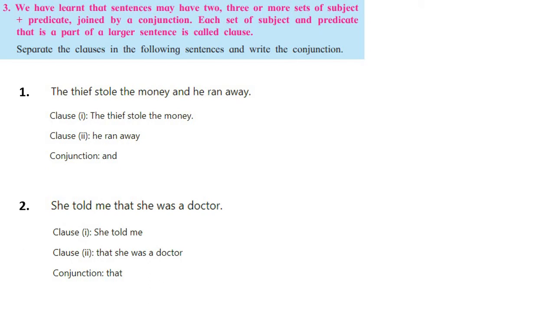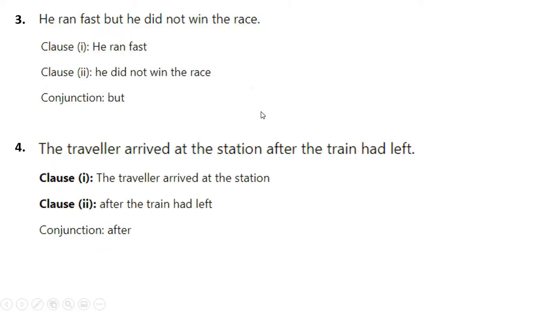First one, the thief stole the money and he ran away. Clause 1, the thief stole the money. Clause 2, he ran away. Conjunction, and. Second one, she told me that she was a doctor. Clause 1, she told me. Clause 2, that she was a doctor. Conjunction, that.